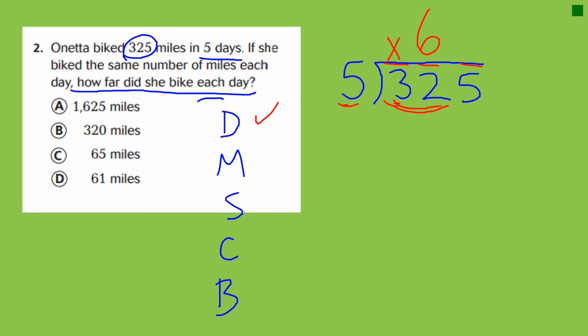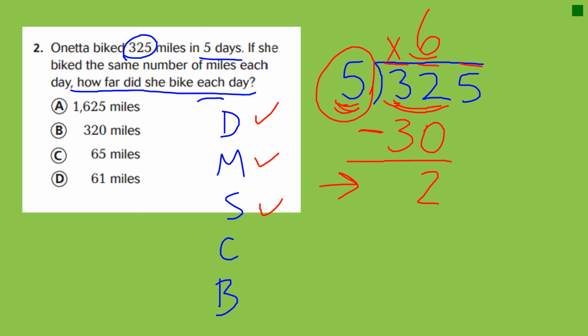Now we multiply. If I have 6 sets of 5, how many am I dividing away? 30. Check. Now I'm going to subtract. 32 minus 30, 2. Check. Let's see. Is that 2 after I subtract less than the divisor? Check. Check to check. And then we have the B for bring down.